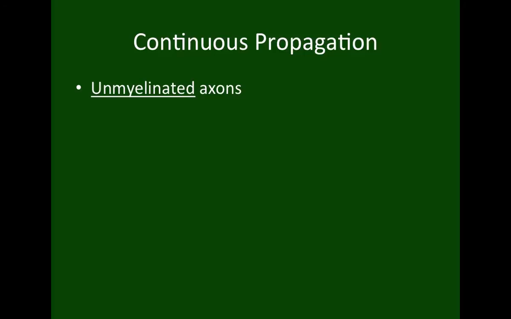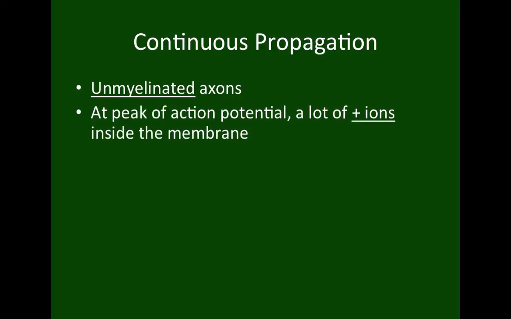Now, how does continuous propagation start? Well, the idea is that when we are at that peak of depolarization, basically the number 3 on that chart that we just looked at, we have a lot of positive ions on the inside portion of the membrane where that action potential is taking place. But at the next segment right over from that, we still have negative ions. So we have this situation where on the inside in one segment we have positive ions, and in the other segment we have negative ions.